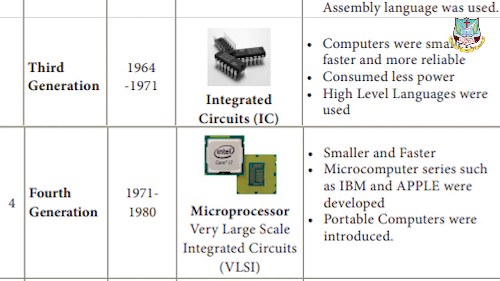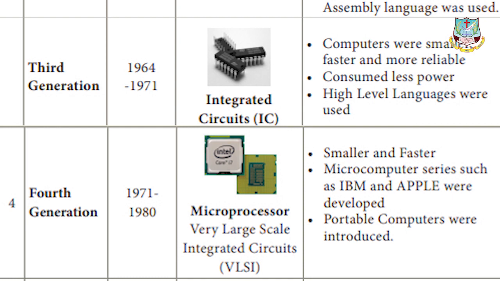If you see, this microprocessor was launched in this fourth generation, that is in 1971 to 1980. This microprocessor is the VLSI, that is very large scale integrated circuit. Okay, third generation we use integrated circuits. Here very large scale integrated circuits are used in fourth generation. Here it is from 1971 to 1980.